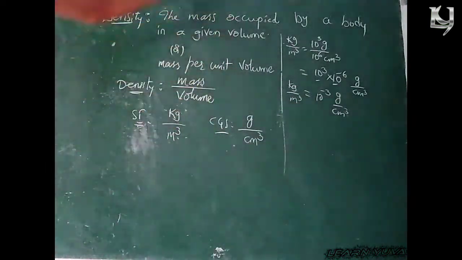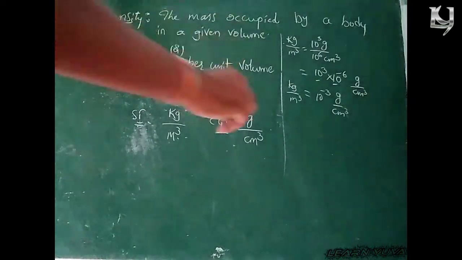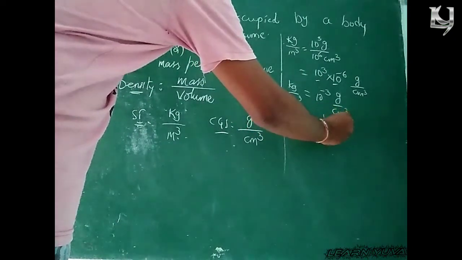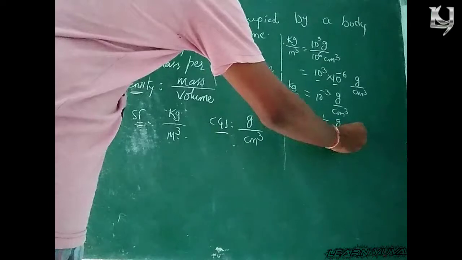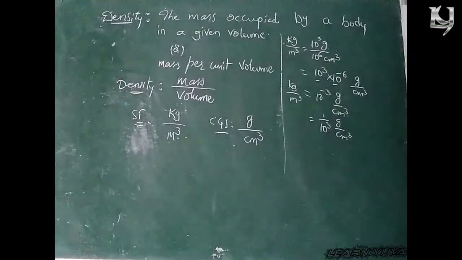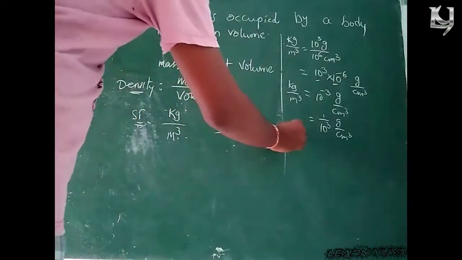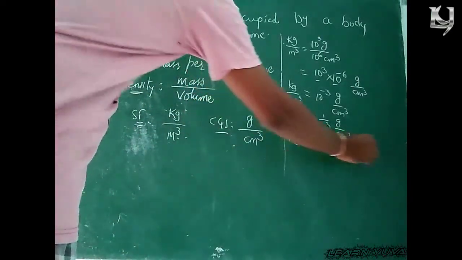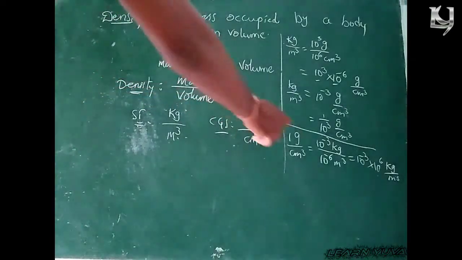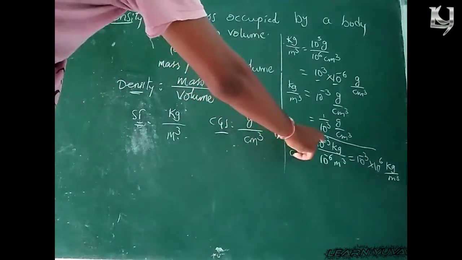So 10 power minus 3 is nothing but 1 by 10 power 3. So that is equal to 1 by 10 power 3 gram by centimeter cube. So 1 kg by meter cube is equal to 1 by 10 power 3 gram by centimeter cube. So reciprocal, 1 gram by centimeter cube is equal to 1 kg by meter cube into 10 power 3.